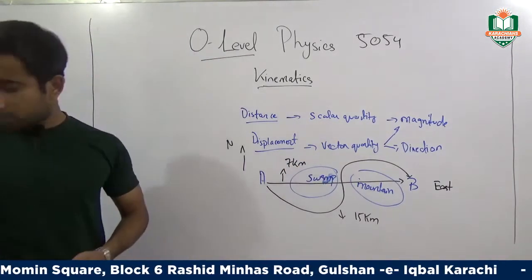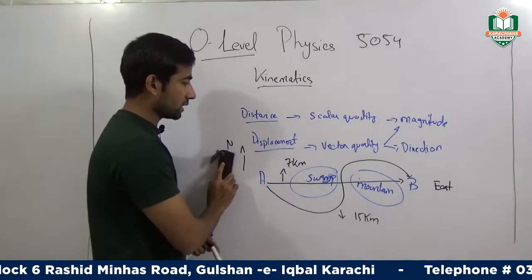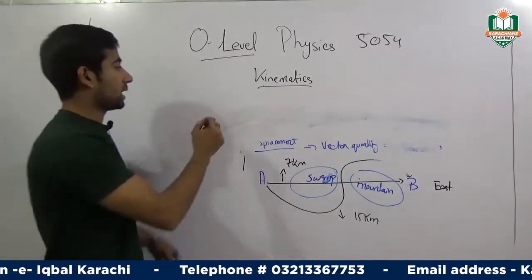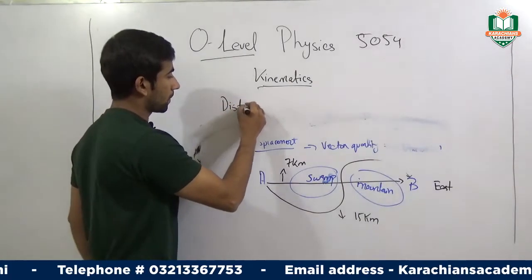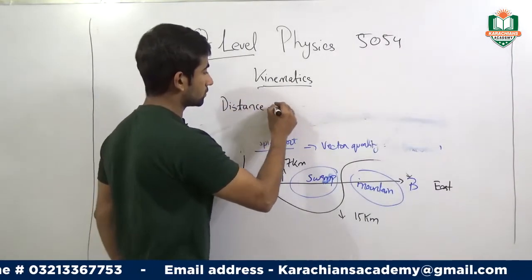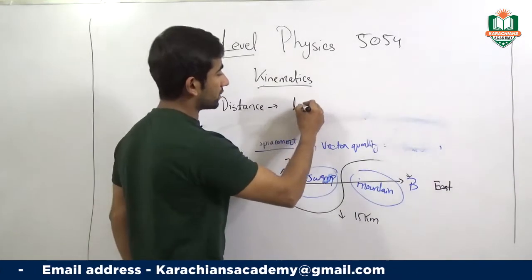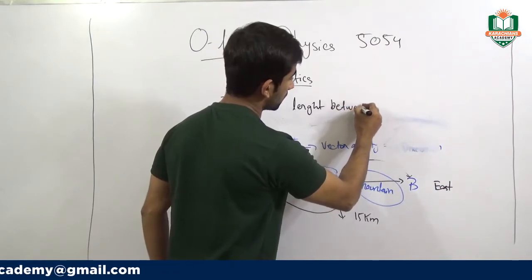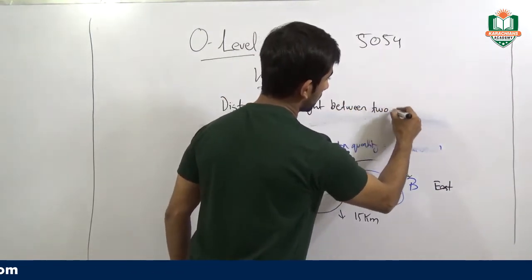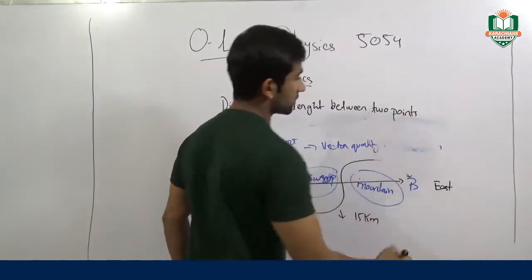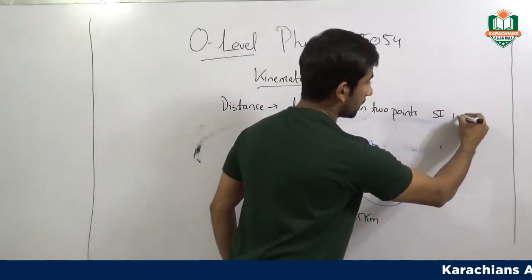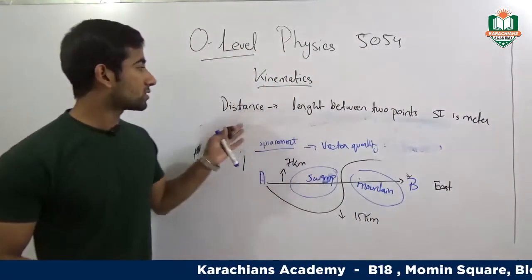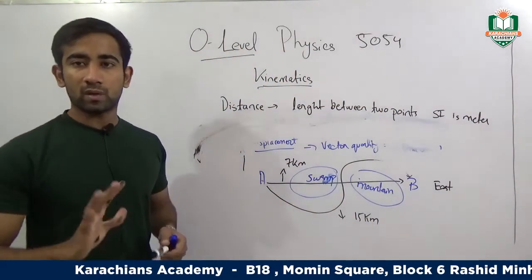So when we come to the definitions of distance and displacement, we say that distance is the length between 2 points. This is for distance, and the SI unit for distance is meters. We simply say that distance is the length between 2 points, SI unit is meters.